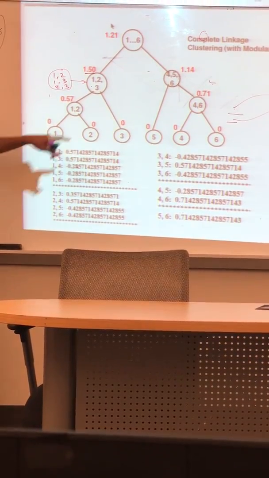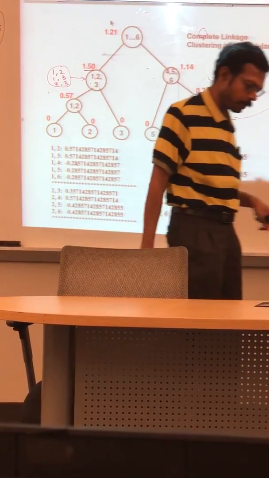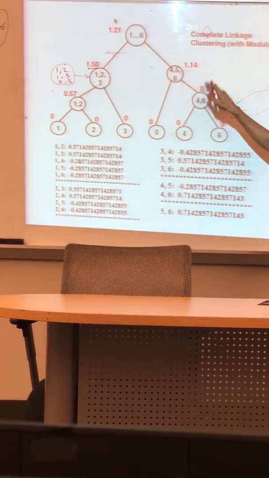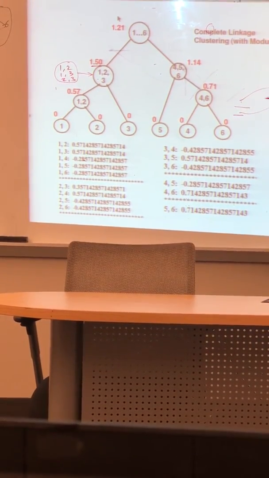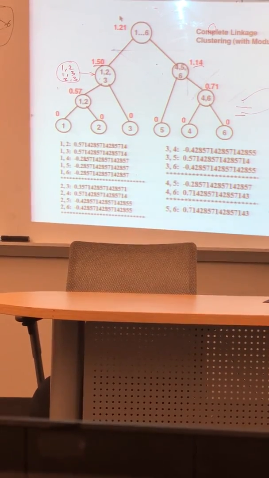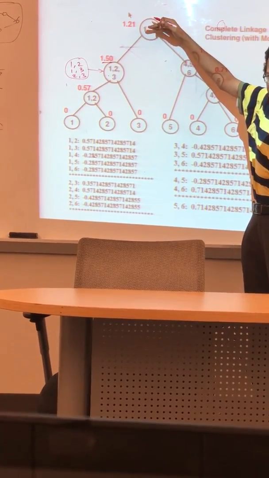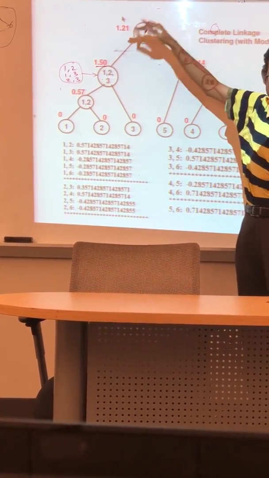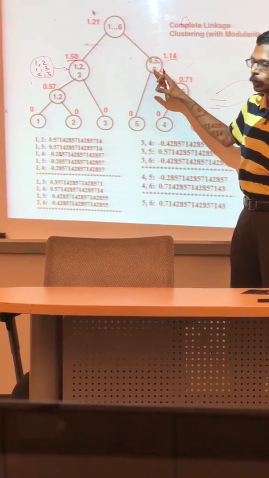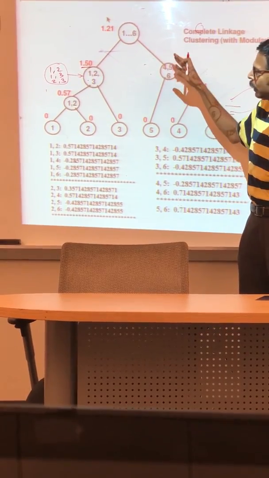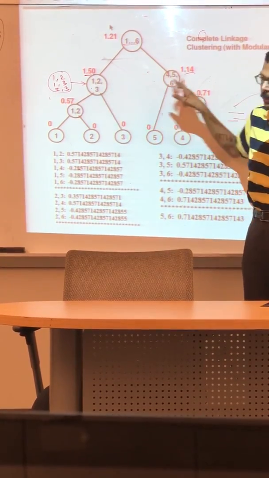Similarly, for the community 4, 5, 6, what are the pairs we need to consider? 4, 5, 4, 6 and 5, 6. So add the 3 modularity scores corresponding to those 3 pairs. The sum comes out to be 1.14. Now we need to decide whether to keep, we'll go level by level. We saw the whole thing as one community, the modularity score is 1.21. If we partition them into 2 communities, we get it like this. So we need to now decide whether to keep the whole graph as one community or partition them like this.